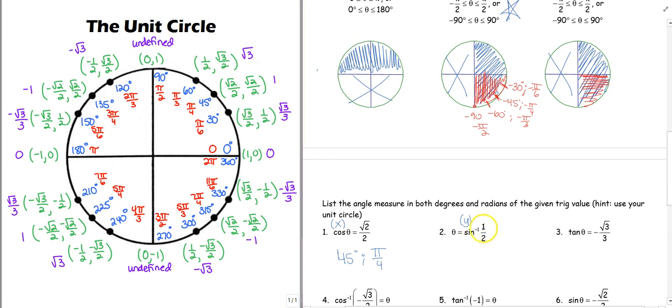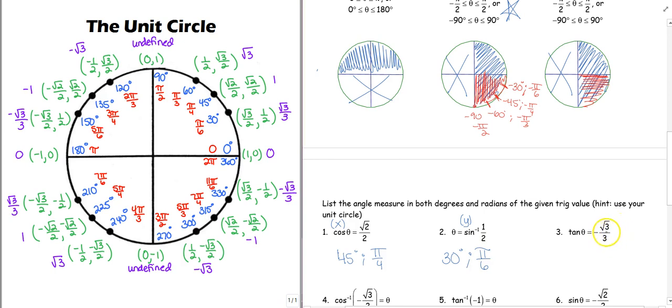So this one is saying, what angle am I going to be at if I'm going up 1/2? So if I'm going up 1/2, my options are 30 or 150. But because it's sine, it's going to be the angle that falls in quadrant 1 or quadrant 4. So I know that it can't be 150, it has to be 30. So our answers are 30 degrees, which is going to be pi over 6.